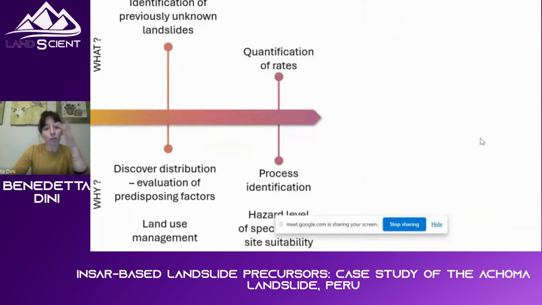But the quantification of movement is actually something that has become increasingly popular, and this is done by generating time series using multi-temporal approaches. We'll see briefly some examples this afternoon, and they are very useful, of course, because we can get absolute measures, the displacement and the displacement rates. And so we can also hope to identify the actual processes occurring on slopes, and even attempt to be a bit more specific about the hazard level of specific sites, for example, site suitability.